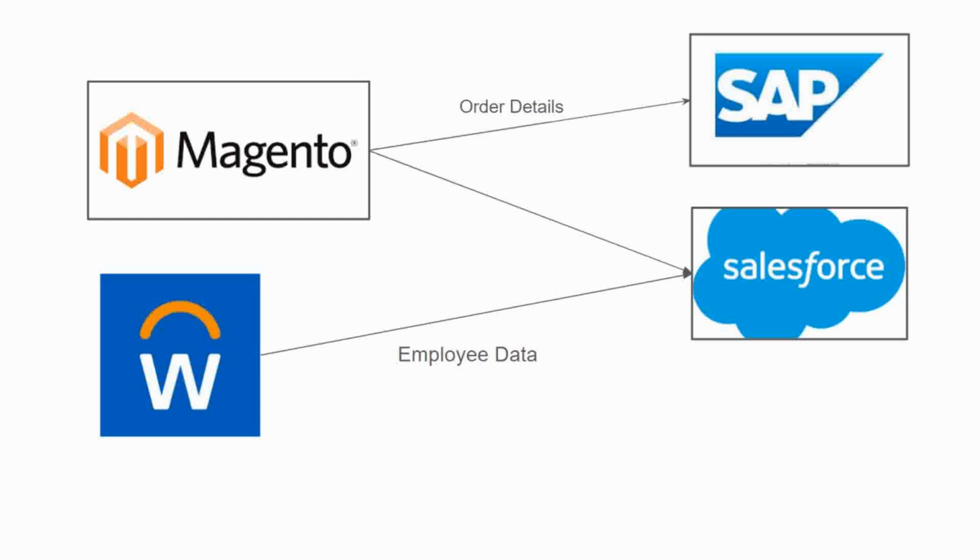That will be a point-to-point connection. I'm not doing any transformations or anything. I'm just sending the data from Workday to Salesforce. So in that case, your integration has to be point-to-point. So hope you have understood basically the difference between hub and spoke and point-to-point integrations, right?